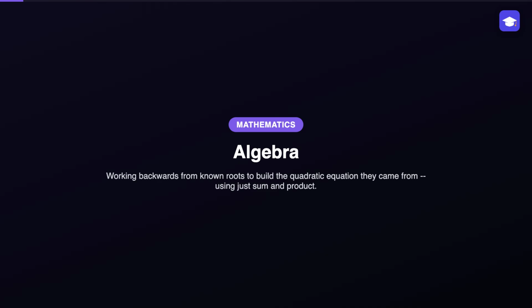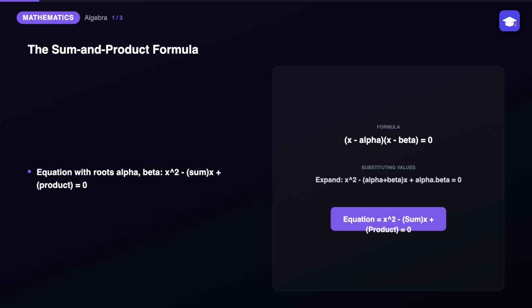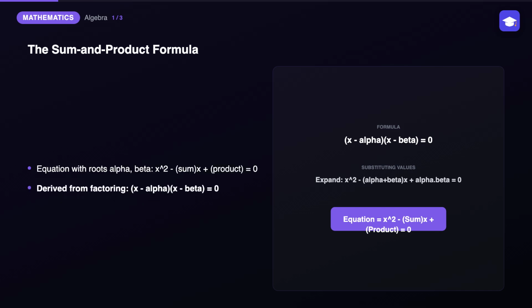Today's topic is forming a quadratic equation when its roots are given, the reverse process of actually solving one. Let's begin. If alpha and beta are the two given roots of a quadratic equation, the equation itself can always be written directly as x squared minus the sum of the roots times x plus the product of the roots equals 0, or more compactly, x squared minus (alpha plus beta) x plus alpha beta equals 0.